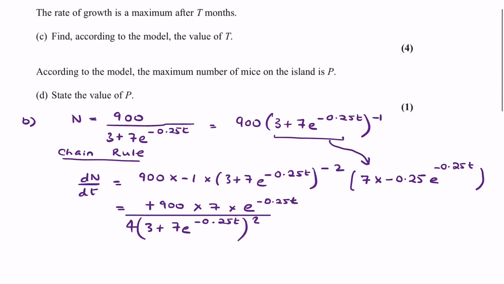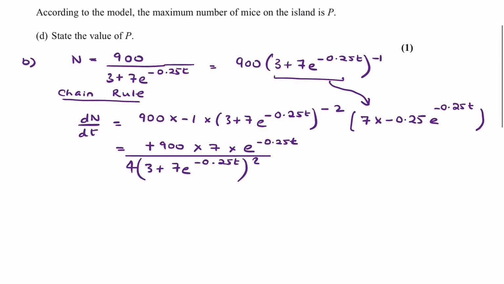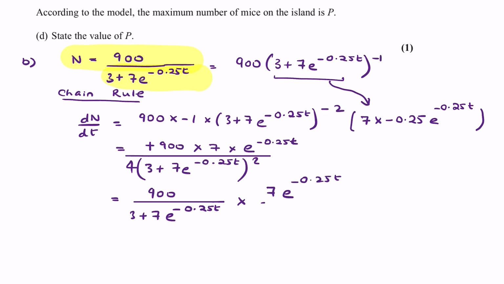So what I'm thinking of is using this as my main equation and working around it. I notice that there's a 900 in this equation, and I also notice that there is a 3 plus 7e to the power of minus 0.25t twice in the denominator. I'm just going to break this down into two different denominators.